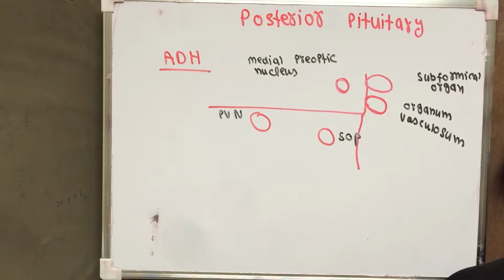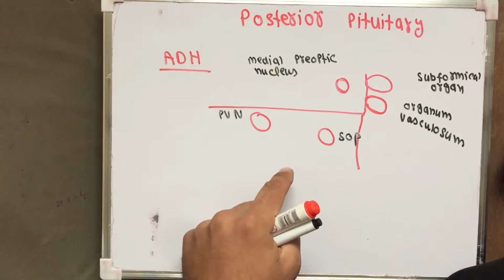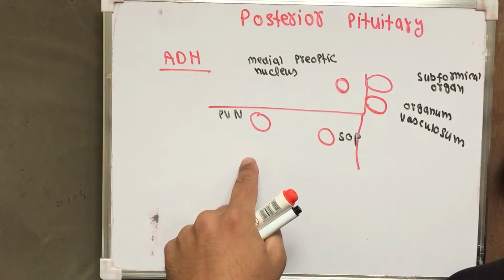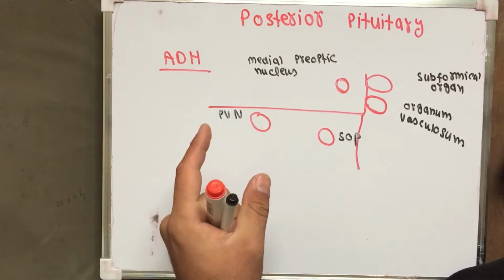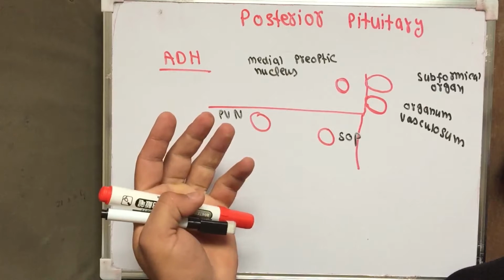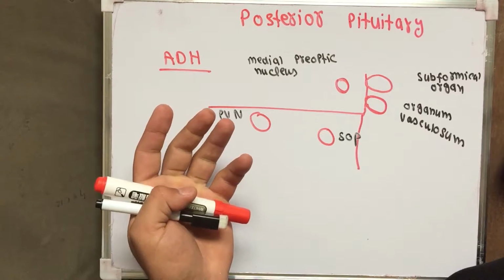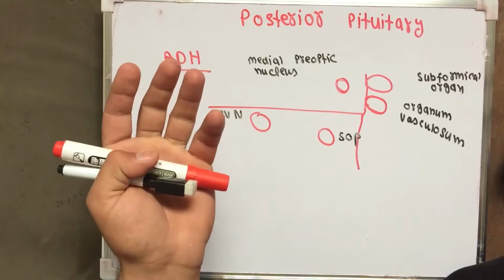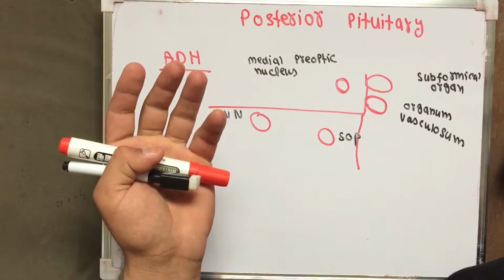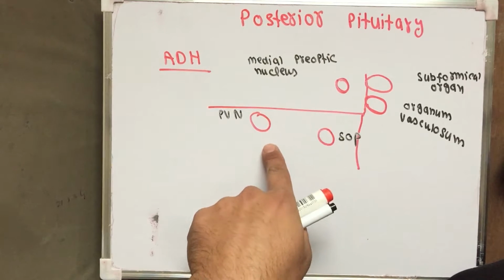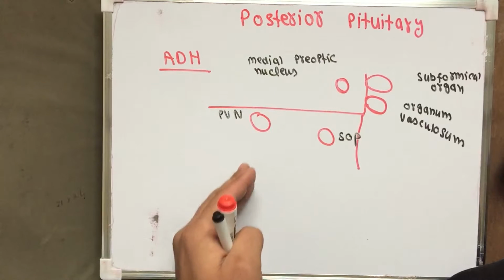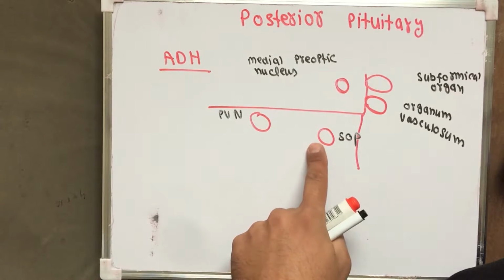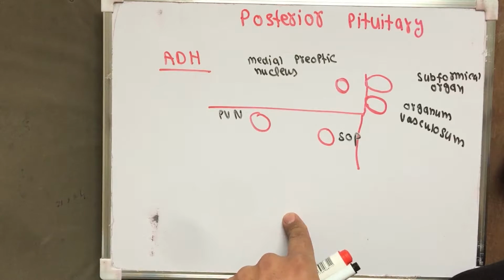Now let's discuss, if we have a problem in which antidiuretic hormone is going to release, in what conditions will we have antidiuretic hormone increased? It is produced by supraoptic nucleus and it is sent to the posterior pituitary. Supraoptic nucleus produces antidiuretic hormone and sends it to the posterior pituitary.